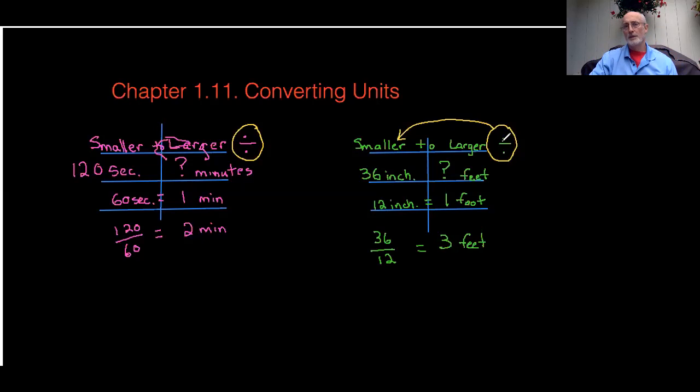My rule says I divide. Look at my four boxes here. What am I going to divide? Well, I'm not going to divide this one. I told you the rule of one. You never divide into one. So what's left is these two things here. If I divide 36 by 12, it goes into it 3 times, and that becomes my answer. 36 inches equals 3 feet. So that's the rule of going from smaller to larger.